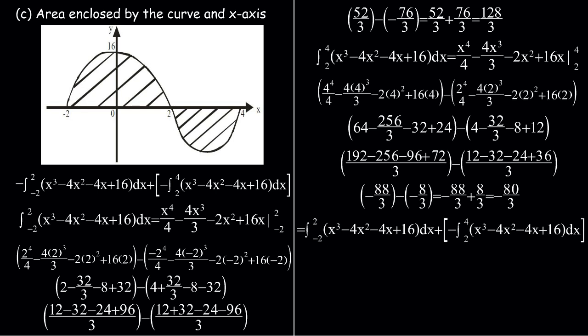So substituting both values for the integrals we found, it will be equal to 128 divided by 3 plus in bracket minus in bracket minus 80 divided by 3, which should be equal to 128 divided by 3 plus 80 divided by 3, which is 208 divided by 3.